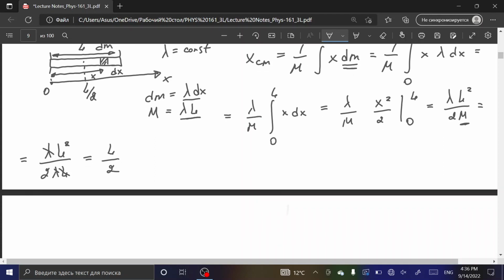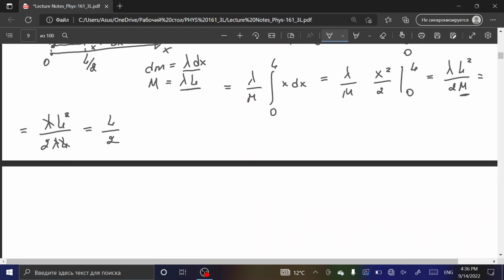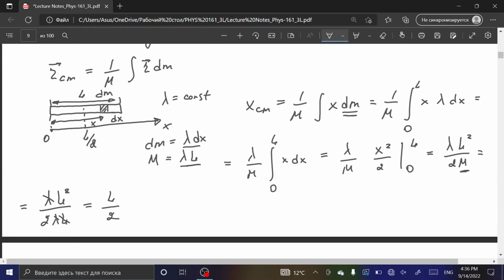And challenging, it's easy to make. We just make it not symmetric. So we have the same rod, like everything is the same as in this example. However, we already do not consider that lambda, the linear density, is constant.